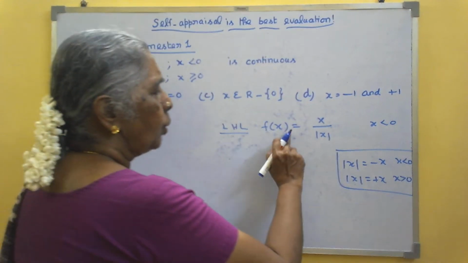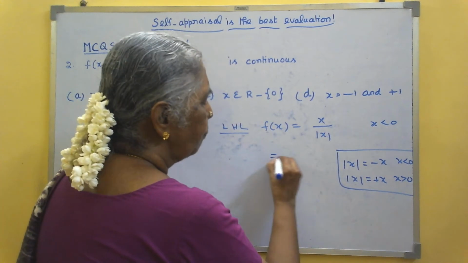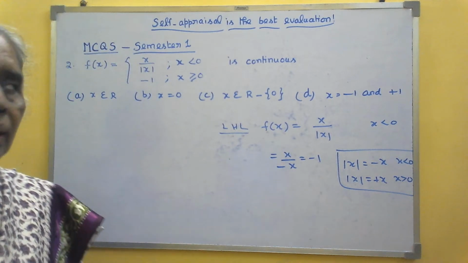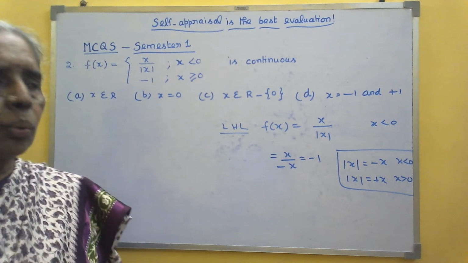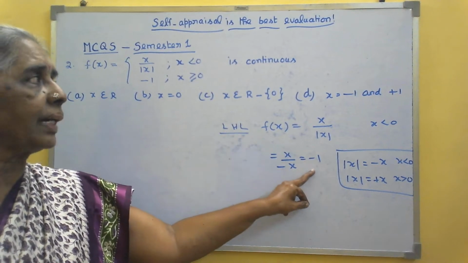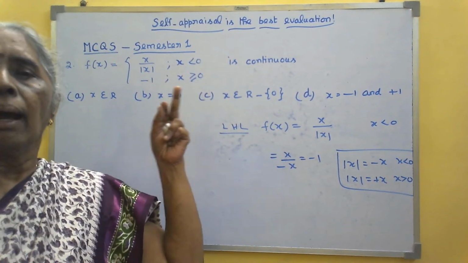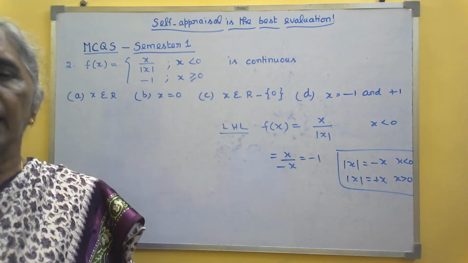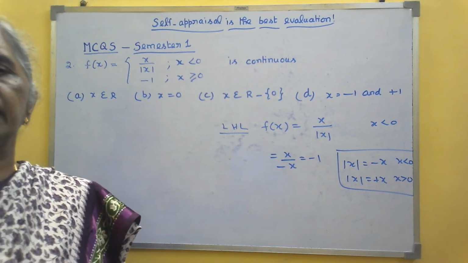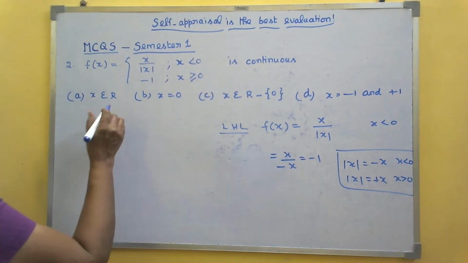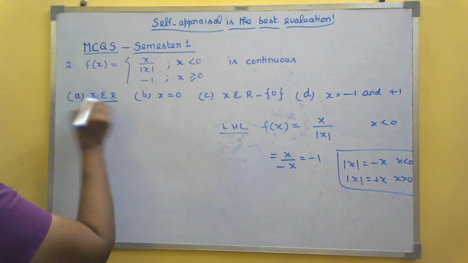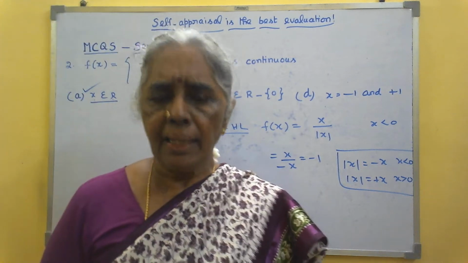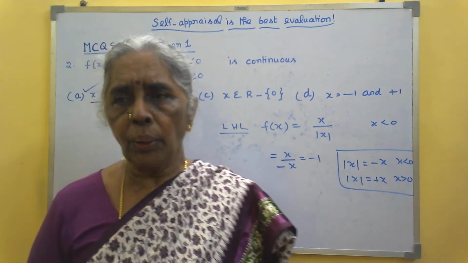So now, your f of x, because it is x less than 0, that will be x by minus x, which will be straight away equal to minus 1. So you need not actually take any limits. You have got a constant. So the LHL is minus 1. The RHL is minus 1. And f of a, that is also minus 1. So that is the condition for continuity. LHL is equal to RHL is equal to f of a. Therefore, whatever may be the value of x, that is when x belongs to R, your f of x will be continuous. So the option A is your correct answer. Do you follow?